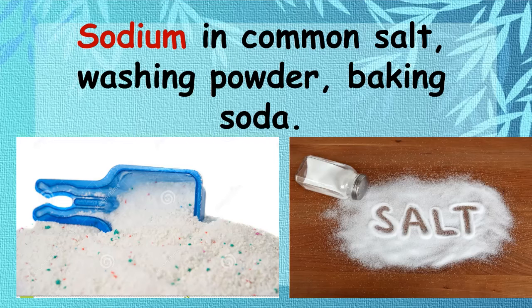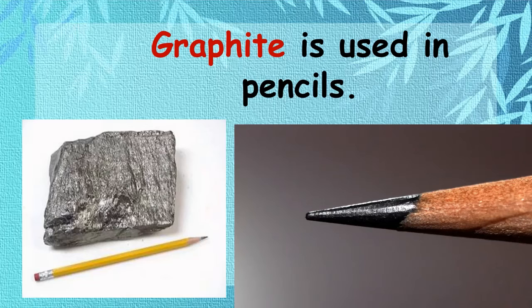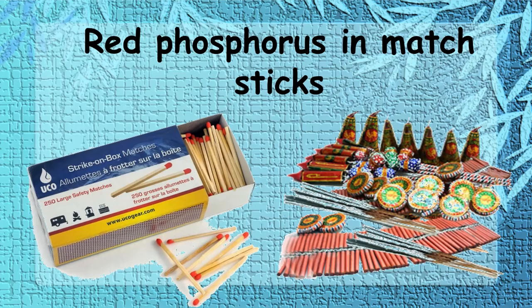Graphite is used in pencils for us to write. We have red phosphorus, which is used in matchsticks. It is also used in firecrackers, and it is extremely important for us to understand the various chemicals and various metals which are there. This helps us to understand the various substances that are there in the surroundings.